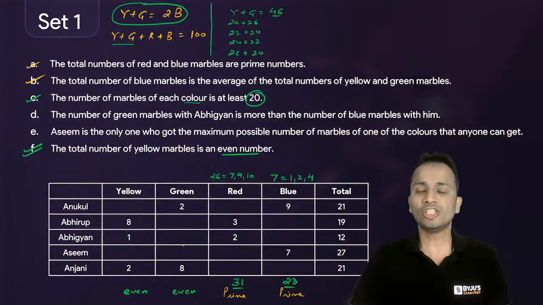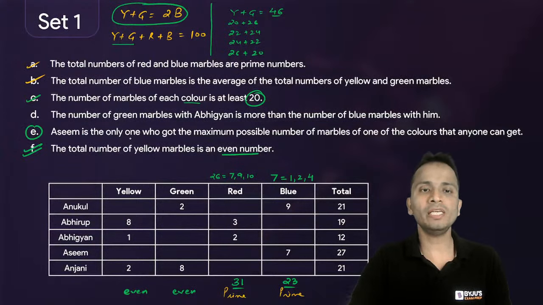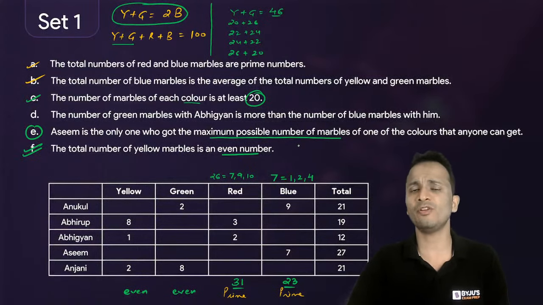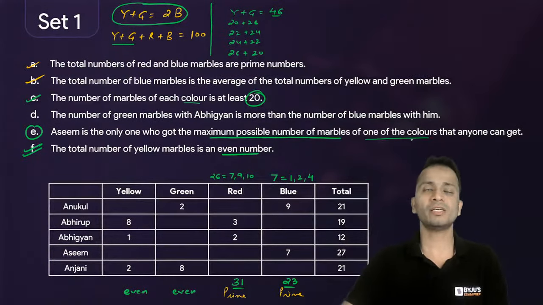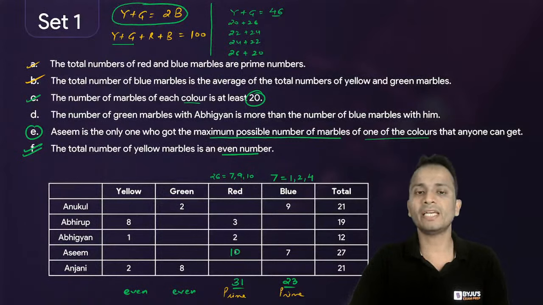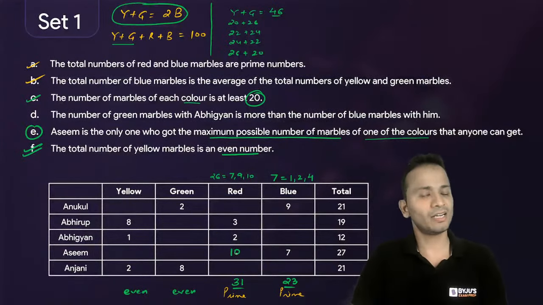Okay. चलिए अब थोड़ा सा रुकते हैं and we'll try to fill in some of the values. Okay. Now Asim is the only one who got the maximum possible number of marbles. What can be the maximum possible number of marbles that anyone can get? It is 10. Okay. Now Asim is the only one who has got 10 marbles of one of the colors that anyone can get. So 10 marbles Asim ko mile hain. So out of these three numbers, 7, 9 and 10, I can say that Asim will get a 10 in red. So Asim will get 10 red marbles. क्लियर? यहाँ पे कोई प्रॉब्लम नहीं है. So असीम के लिए यहाँ पे 10 आ गया.